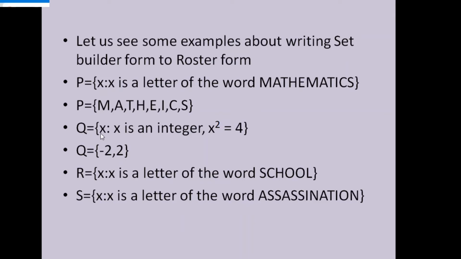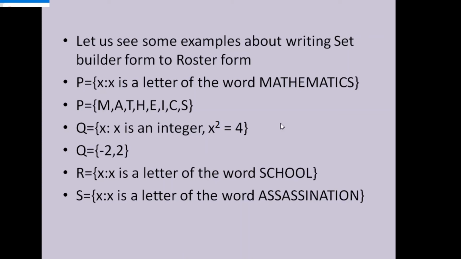Let us see this one. Q is a set of x such that x is an integer, x square is equal to 4. Since here it is given as integer, it may be a positive integer or a negative integer. So if we consider negative integer, minus 2 whole square is 4, so it satisfies. And if I take positive integer 2, 2 square is again 4. So in both cases, I am getting 4 as the answer. So set Q is equal to minus 2 comma 2.